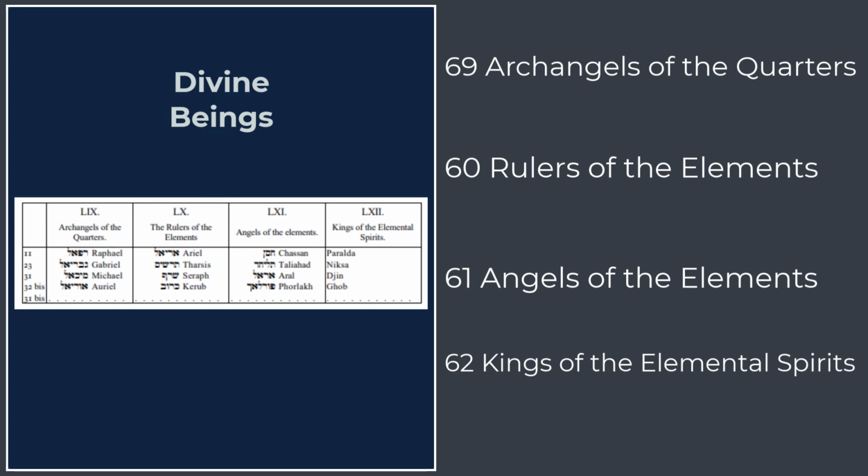We have the archangels of the quarters, Raphael, Gabriel, Michael, and Ariel. Then the rulers of the element, Ariel, Tarsis, Seraph, and Cherub. And then the angels of the elements, Hassan, Talia, Had, Arol, and Forlak. And finally we have the kings of the elemental spirits, Paralda, Nixa, Jinn, and Gob.